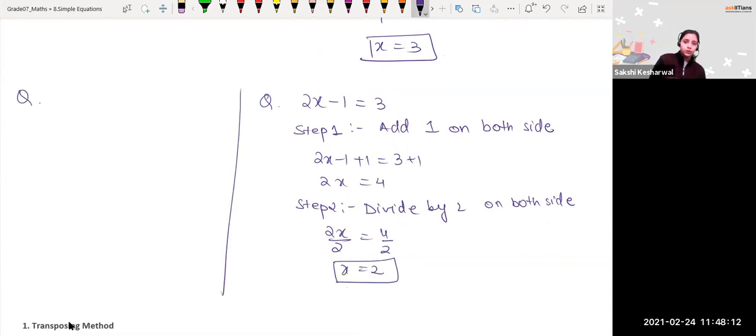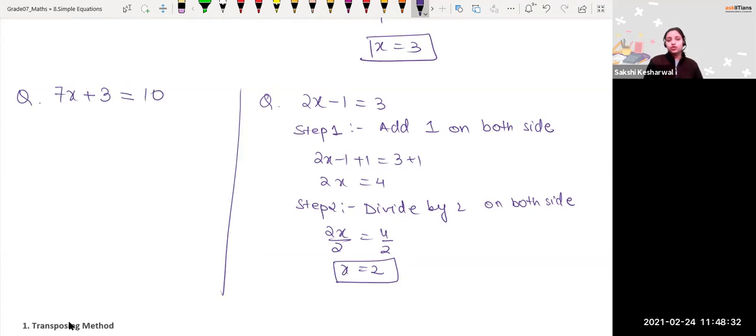I'll give you one more question. If I write 7x plus 3 is equal to 10, right? So what will be the first step? Step one will be making the x all alone.